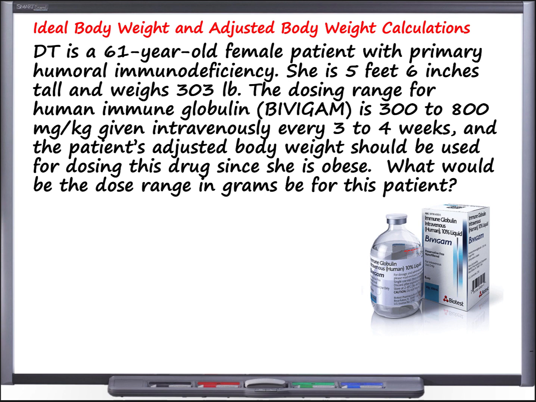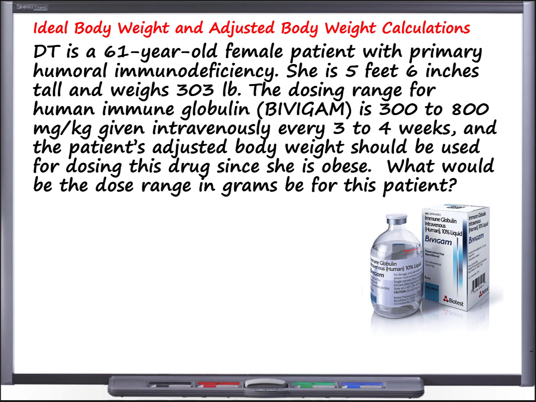So let's talk about this question. This question says that DT is a 61-year-old female patient with primary humoral immunodeficiency. She is 5 feet 6 inches tall and weighs 303 pounds. The dosing range for this human immunoglobulin, by the VIGAM, is a range of 300 to 800 milligrams per kilogram given intravenously every 3 to 4 weeks. So basically she gets this dose about every month or so to keep her immunoglobulins up.